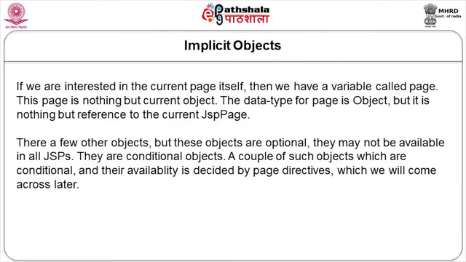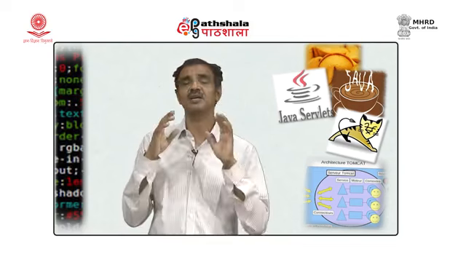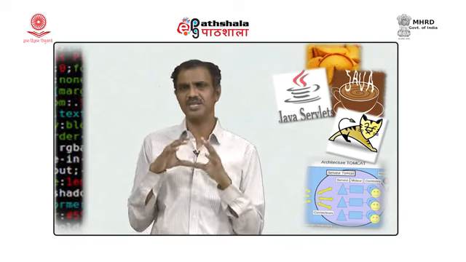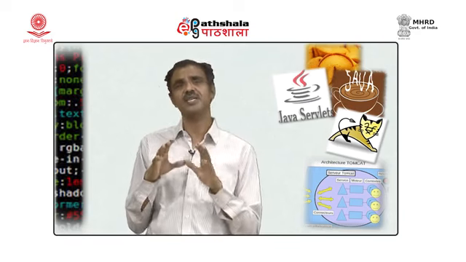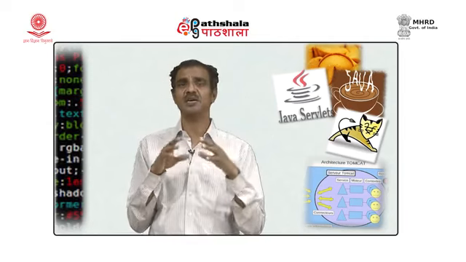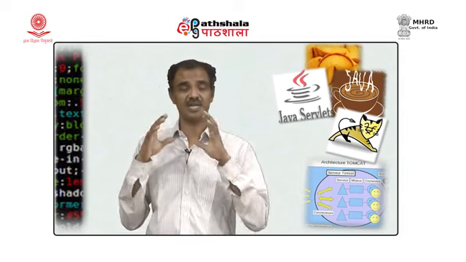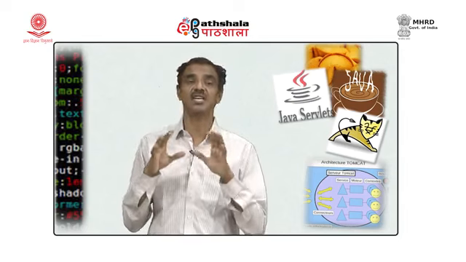And then we have something for if you are interested in the current page itself. What is the current page? We have an implicit object called page. This page is nothing but the current object. The data type for page here is Object, and it is initialized by saying Object page equals this. That is how the initialization has been done. That means it is a reference to the current JSP page.